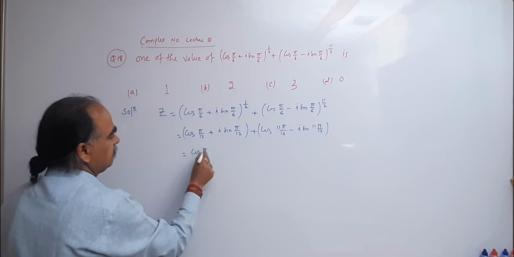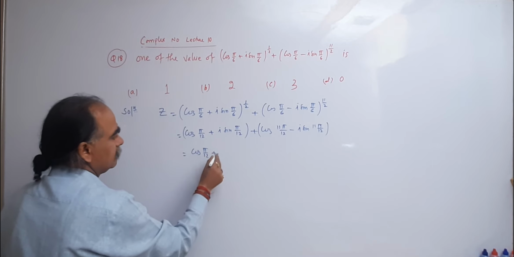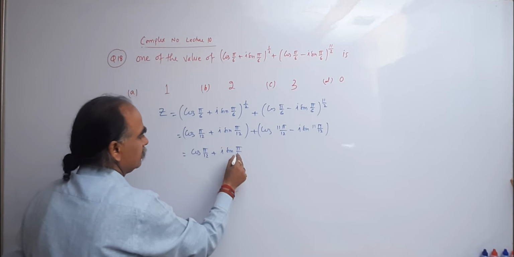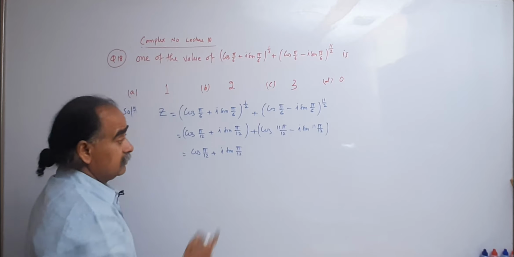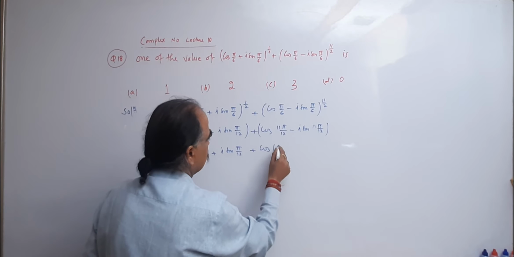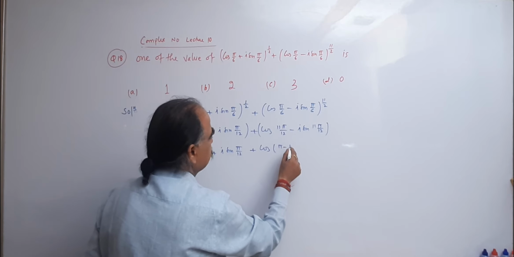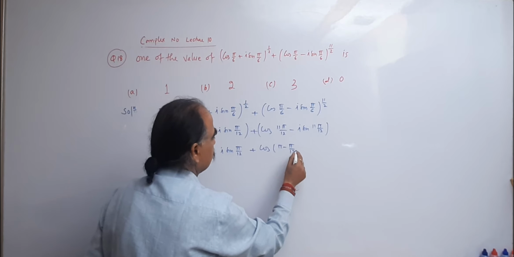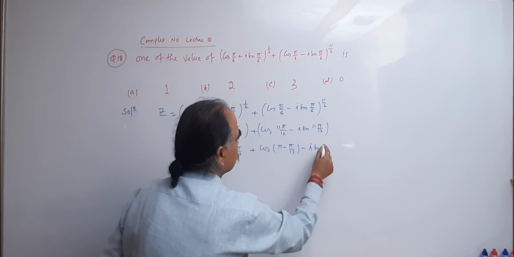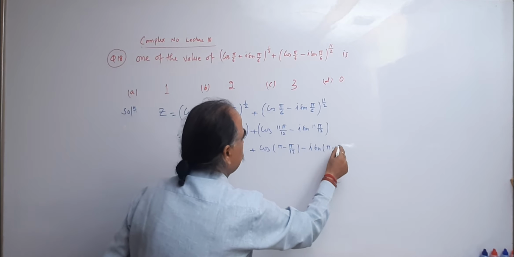Which is cos pi by 12 plus i sin pi by 12. This can be written as cos(pi minus pi by 12) minus i sin(pi minus pi by 12).